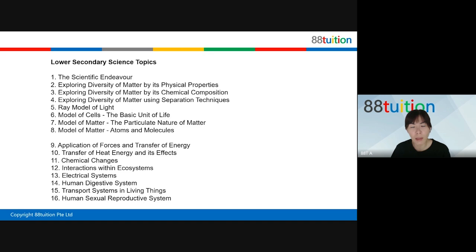Okay, so these are the lower secondary science topics. You have completed 1 to 8. Some of the schools are actually teaching topics from the Sec 2 portion. If you are one of them, you need to tell me, then I can cater to your need.